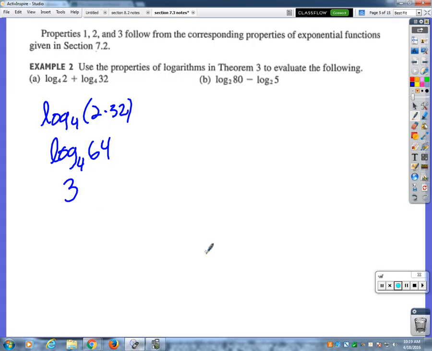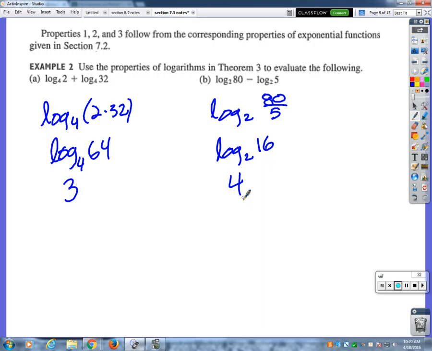Same deal here, but even worse. Log base 2 of 80, you can't raise 2 to a whole number or a rational power and get 80. But if you make this into a single division problem instead, then you go, oh, well, 80 divided by 5 is 16. And then log base 2 of 16 is simple, that's 4. That's 2 to the 4th power is 16.